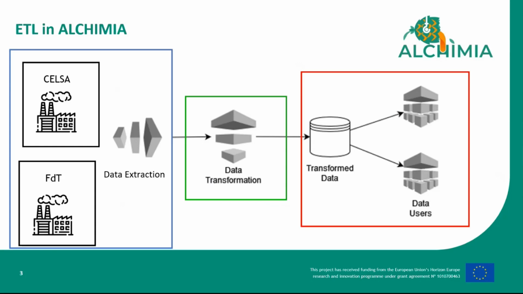In the ALCHIMIA project, we've got two use cases, two different partners that are big within the steel industry in Europe, Celsa and Fonderia di Torbole. Each partner has their own different ways of storing their data and collecting their data. This is very important because in the entire European steel industry, many different factories or steel manufacturers will have their own respective processes. Based on this, different protocols and applications are used in order to collect the data and take it to the data transformation step.